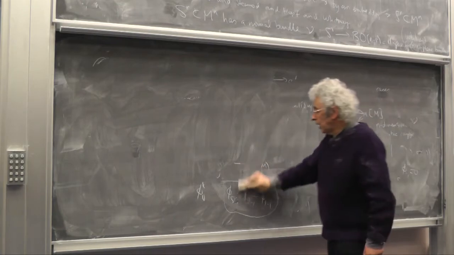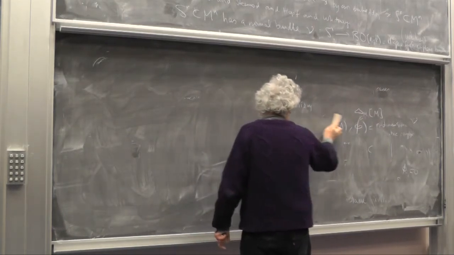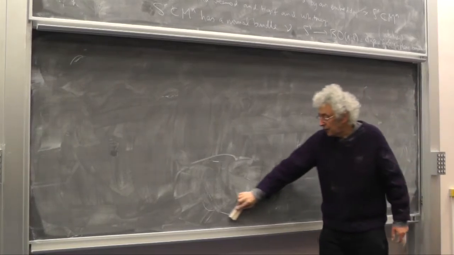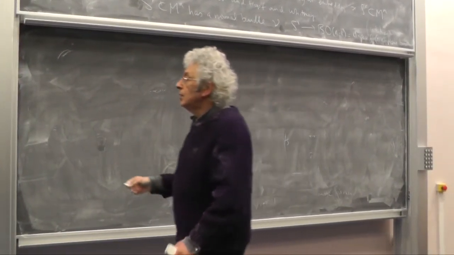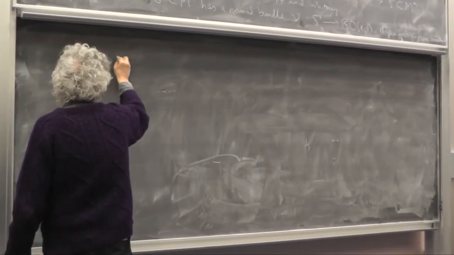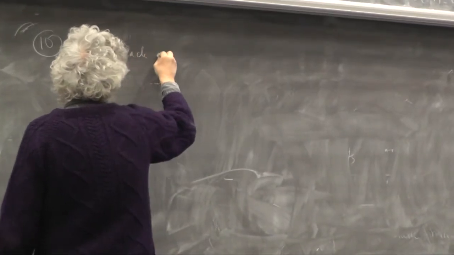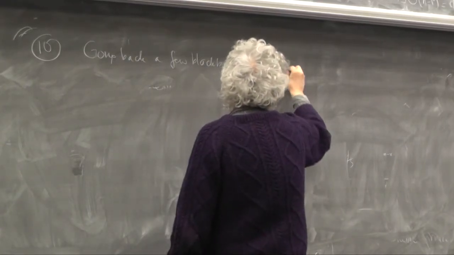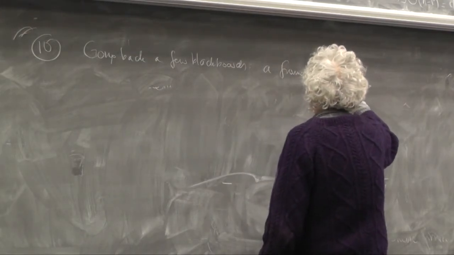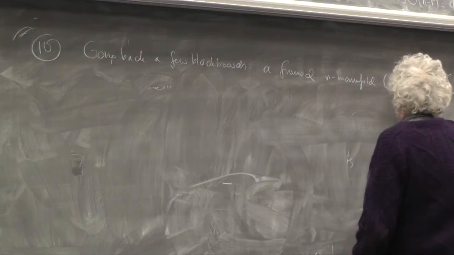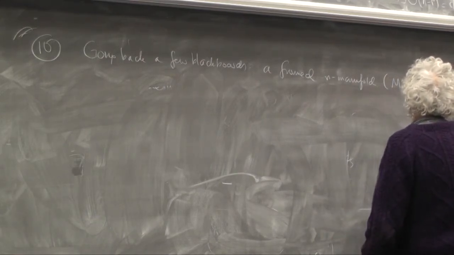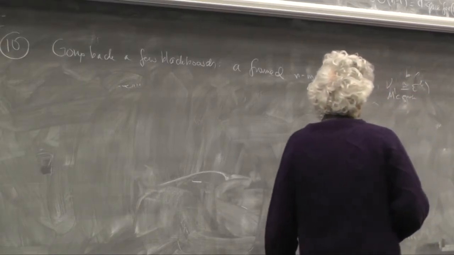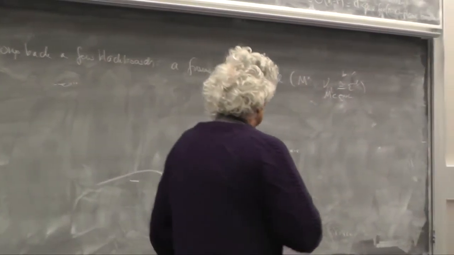So I mentioned the Pontryagin-Thom theorem, which says that framed manifolds are cobordant, the same as stable homotopy groups of spheres. So if we now go back a few blackboards, a framed n-manifold, so that's a pair of a manifold and a realization of the normal bundle of the manifold in the sphere.